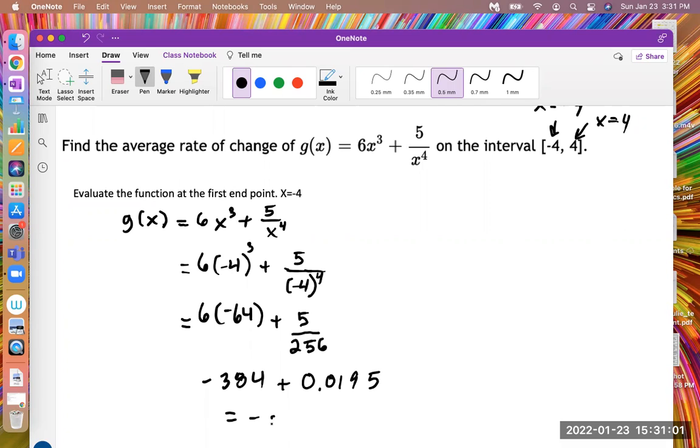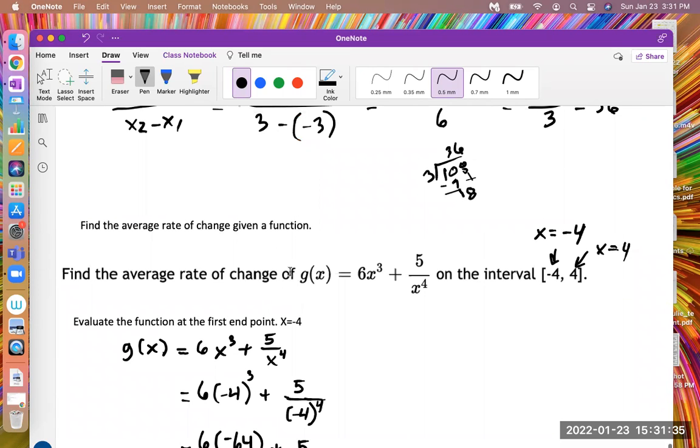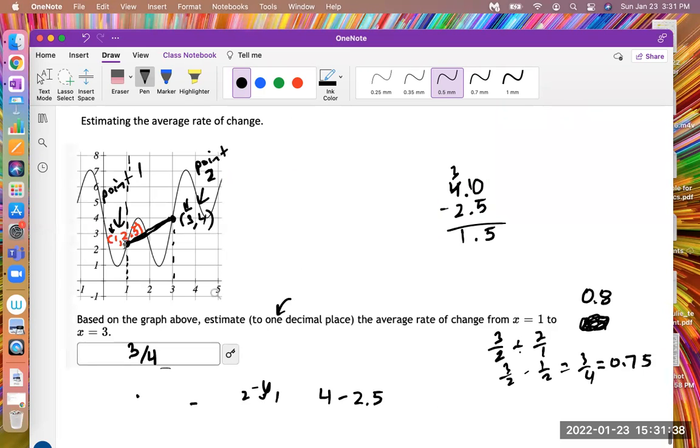Okay, so -383.98. There's the answer that I'm getting when I plug it in. So when I plugged -4 into the equation, it simplified to this number, -383.98. So that is our point: -4, -383.98. Okay, so right now, this is where we are in this problem. We now have this first point. Now we have to go find the second point.